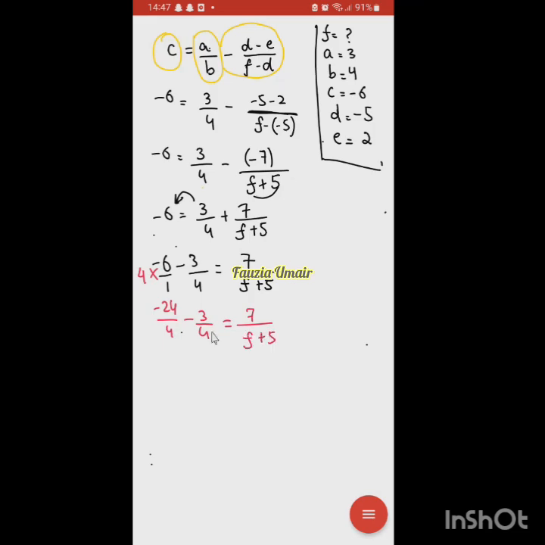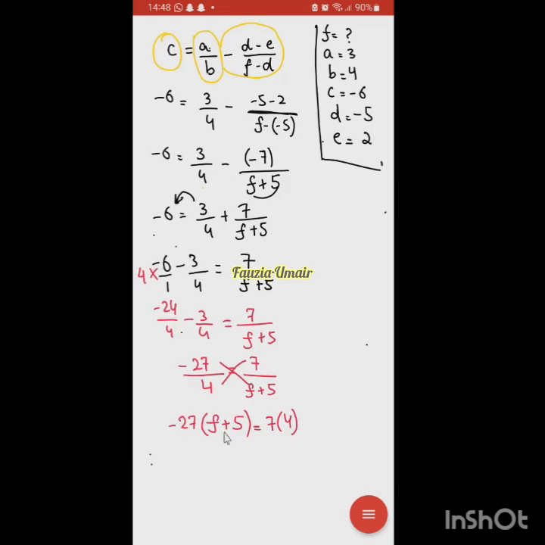Okay. Now we can add it. -24 minus 3. This is -27/4. And this is 7 by f plus 5. So now we can do what? There is one term here and one term on the right side. So we can do cross multiplication. So we can write it down, -27 into f plus 5 is equal to 7 multiplied with 4.